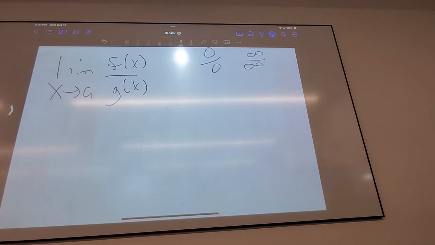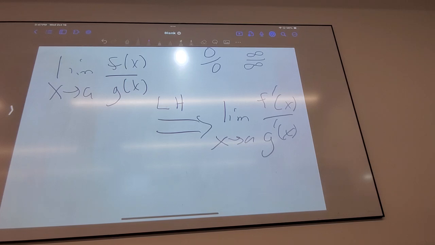Okay. So what we just figured out is as long as I have an indeterminate form and a ratio, this equals, using L'Hopital's, the limit as x goes to a of the ratio of the derivatives.